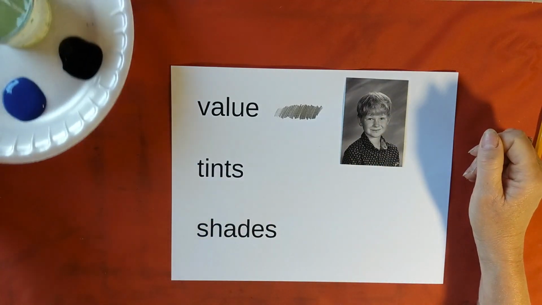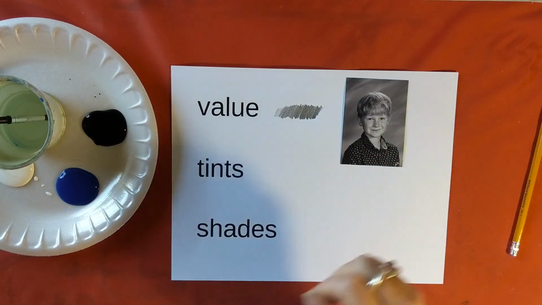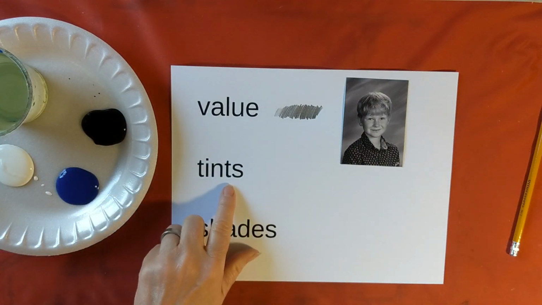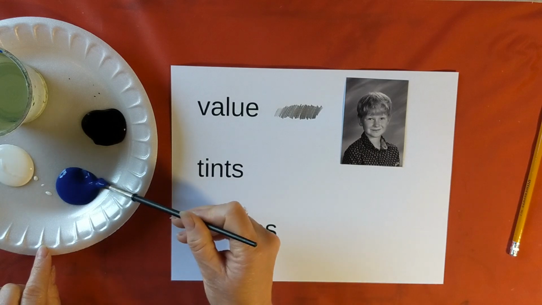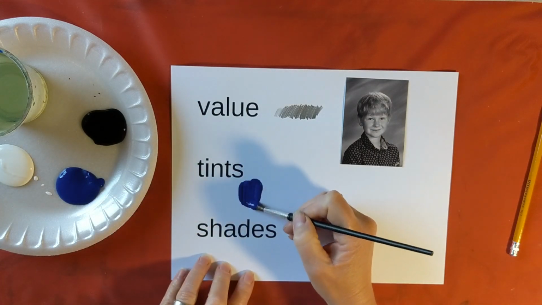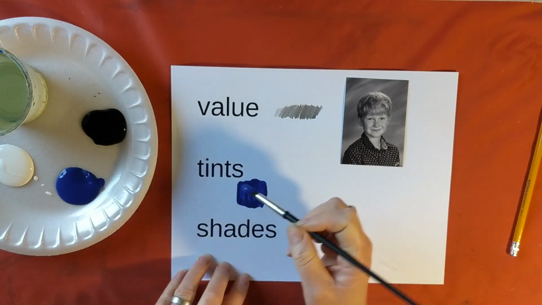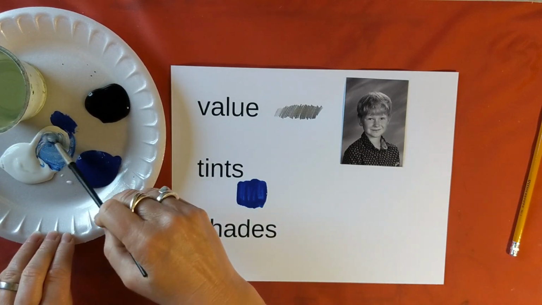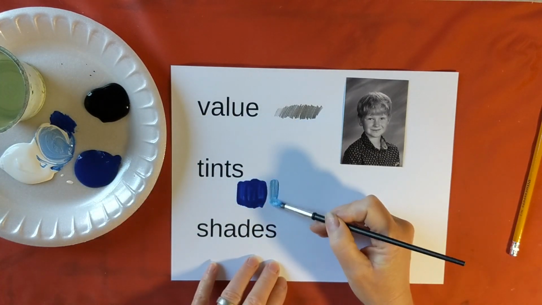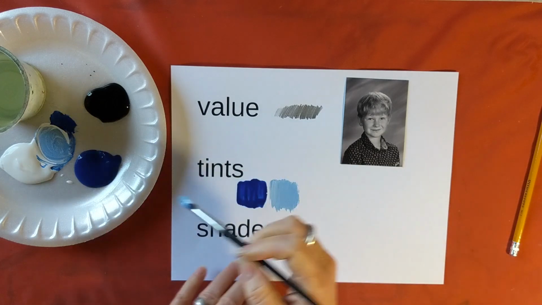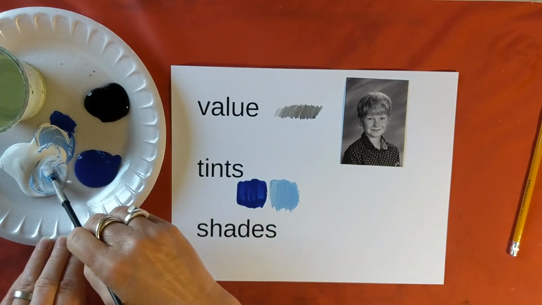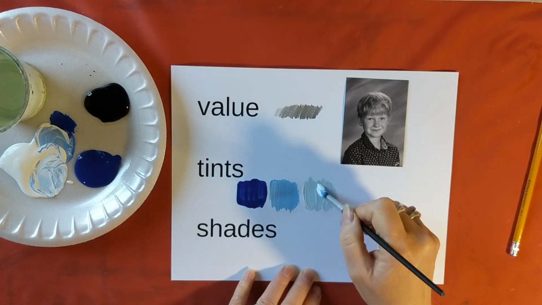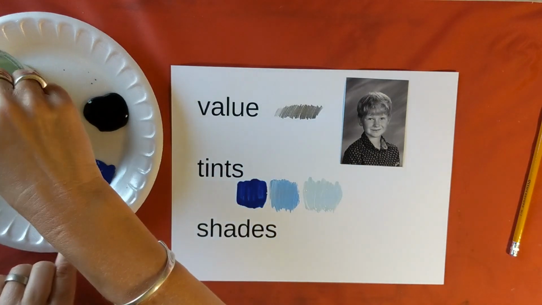You can also talk about values within colours, and when we start talking about that, we start talking about tints and shades. So tints is where you have a colour. I'm going to stick with my blue, and we get a tint by adding white to my colour to make it lighter, and then I can even add more white to it and make it lighter still. So those are all tints of the colour blue.